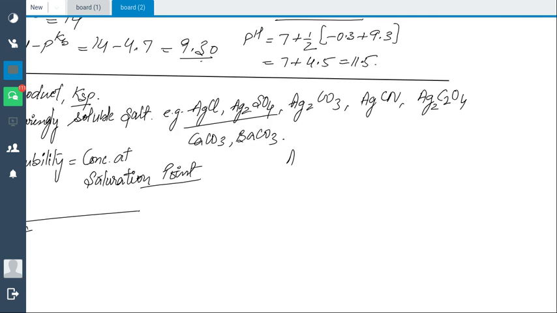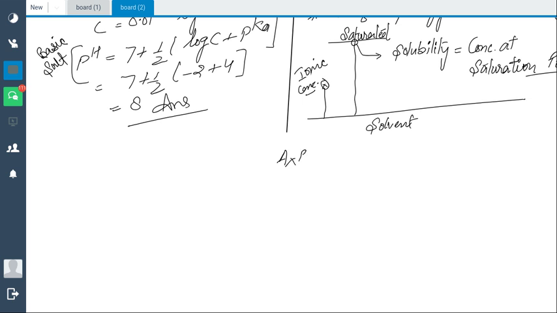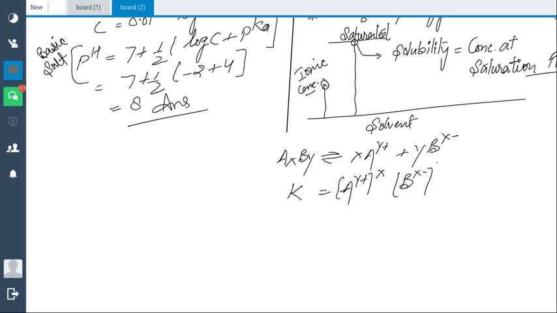Okay. Now suppose you have got a salt AxBy. Now this salt will dissociate like this. Okay. K will be this. Okay. Now if I take this thing over here, K into the concentration of AxBy.